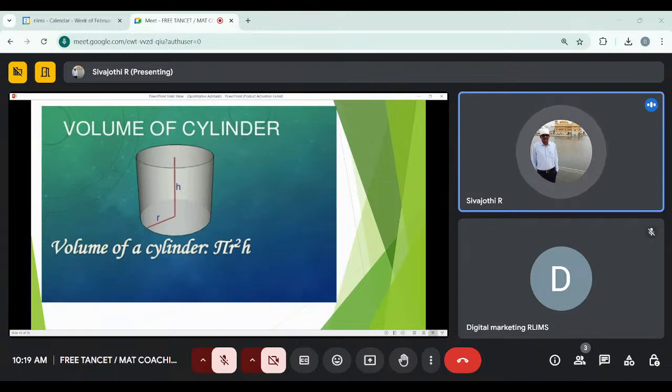Next, the volume of a cylinder, pi r square h. Already I said take r equal to 7 and h equal to 14. Substitute the values here. So volume is equal to pi r square h, that is 22 by 7 into 7 into 7 into 14. So multiply the values. 7 twos are 14, 22 into 7 sevens are 49 into 2. So 22 into 2 is 44, into 49. What is the value of 44 into 49? Anyone can say? The answer is 2156. So the volume of the cylinder is 2156.